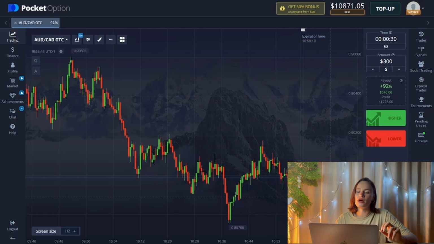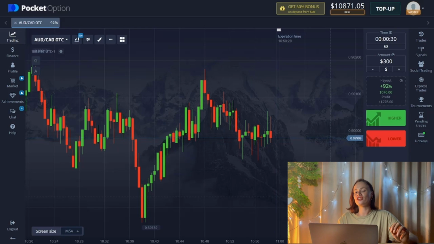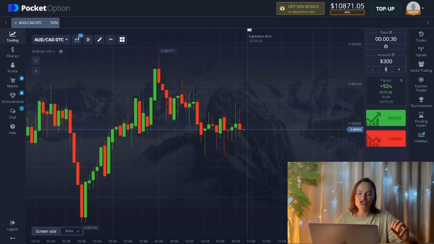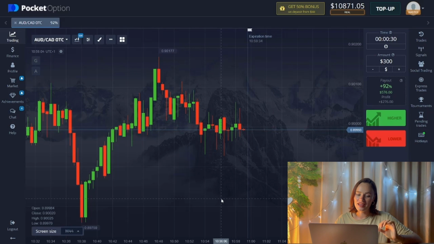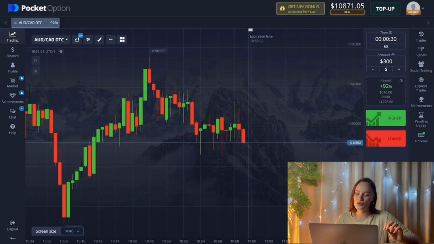You can see that the price is constantly in a wave-like movement and forms small and quite large zigzags. I must admit, it's a very interesting chart today. Usually in the currency pair Australian Canadian dollar, the chart is rather smooth and not so dynamic. I like to work on it. However, today the price surprised me with its dynamism.